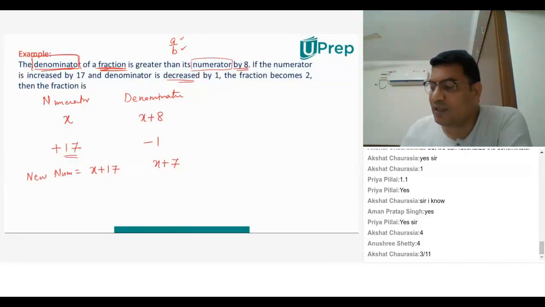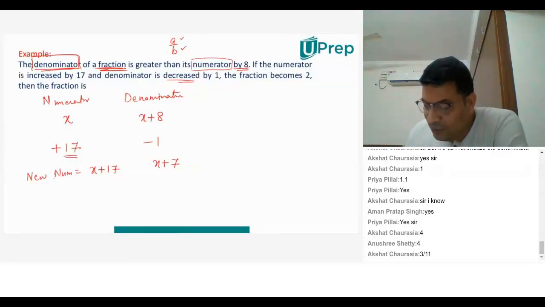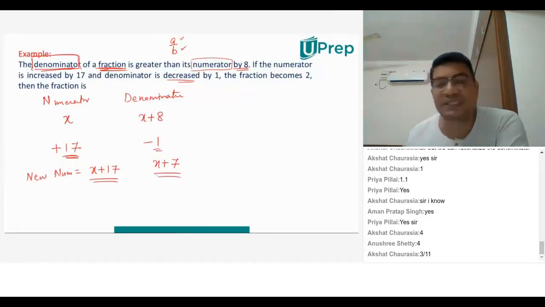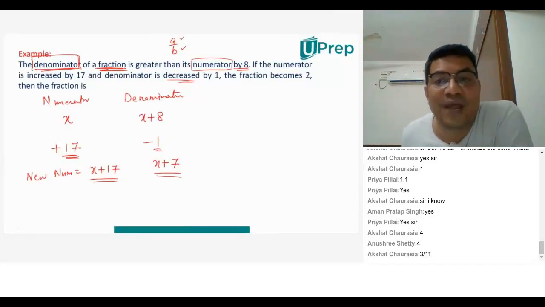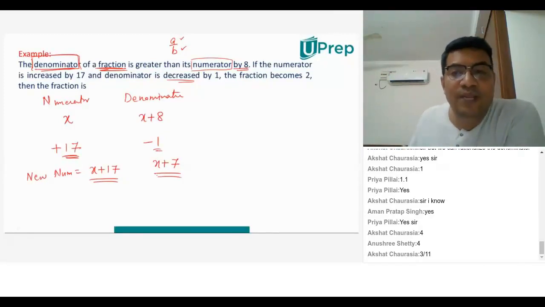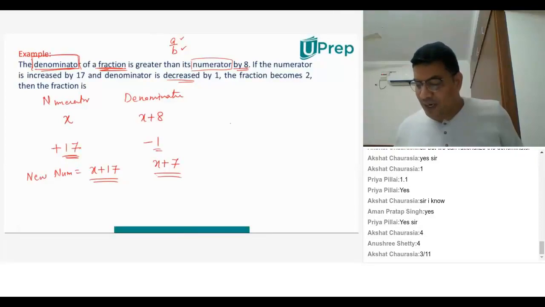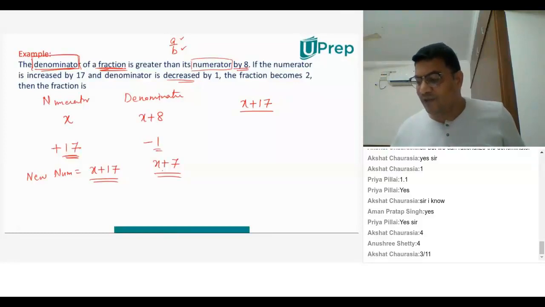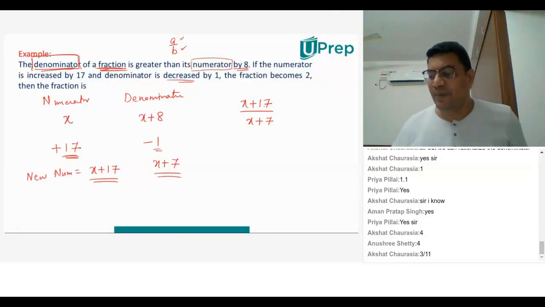Then the fraction, if I increase the numerator by 17, which is x plus 17, and reduce the denominator by 1, which is x plus 7, he's saying the new fraction becomes 2. So what do you mean by new fraction? The new fraction is nothing but the new numerator, x plus 17, divided by the new denominator, x plus 7. He's saying x plus 17 by x plus 7, the fraction becomes 2. That means this value will be equal to 2.